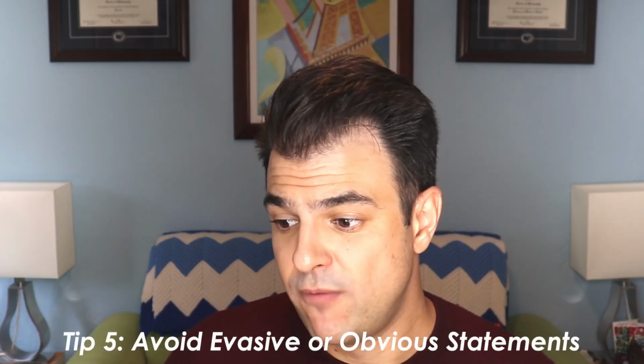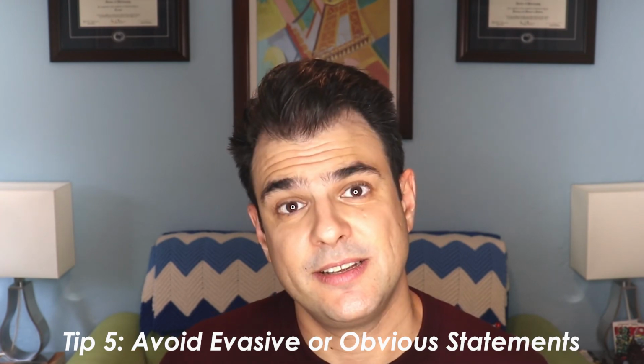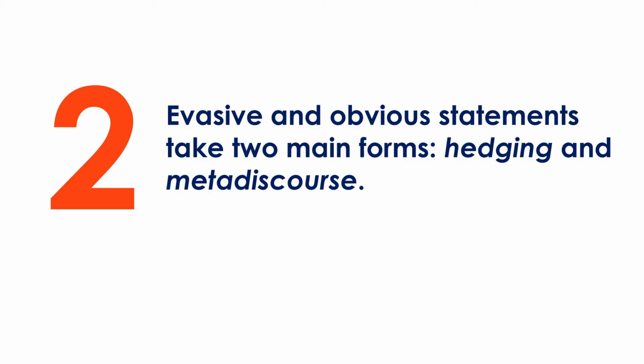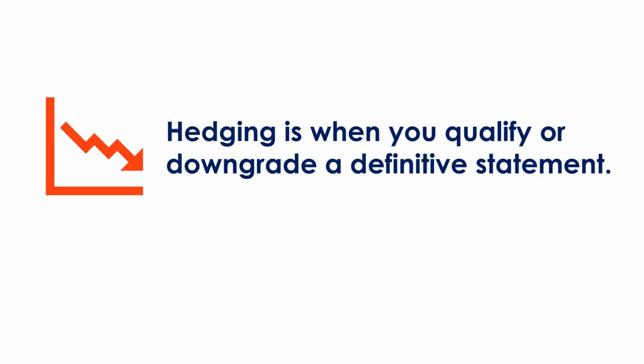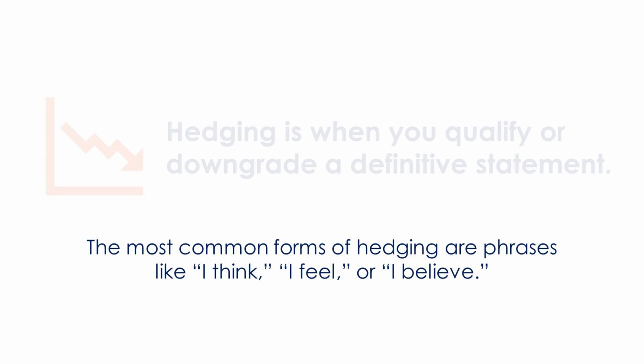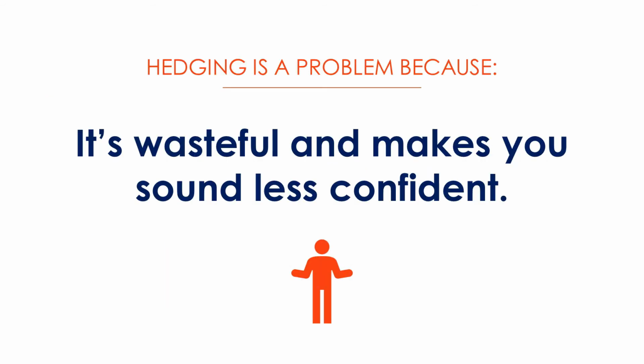Now, our final tip. Avoid evasive or obvious statements. Evasive and obvious statements, like redundant language, can take a variety of forms, but the two that I want to emphasize here are hedging and meta-discourse. Hedging is when you qualify or downgrade an otherwise definitive statement. Hedging most commonly takes the form of phrases like I think, I feel, or I believe. And it's a problem because it's wasteful and it makes you sound less confident.